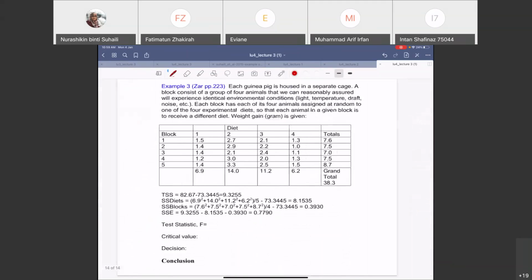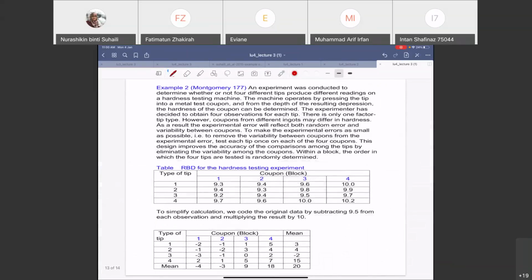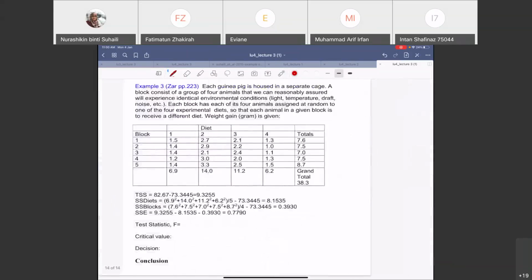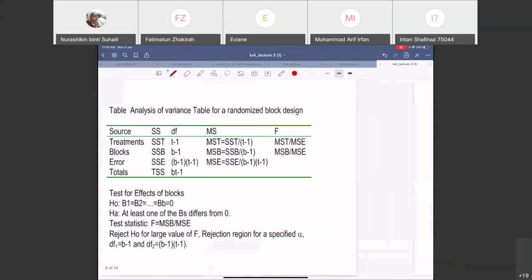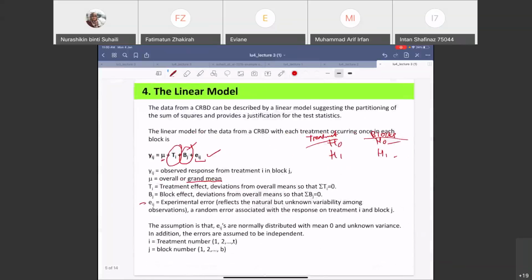The example doesn't have much in it actually. It's just to give you an overview of how the blocks are, but it doesn't need you to calculate, because you have studied the calculation in the previous topic. So I hope you understand these two kinds of concepts.